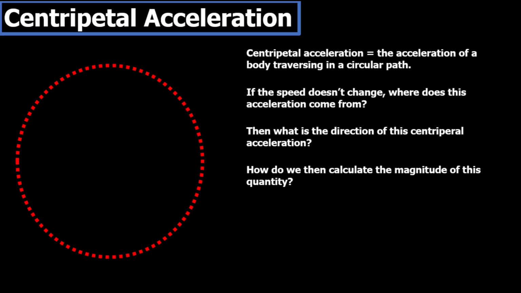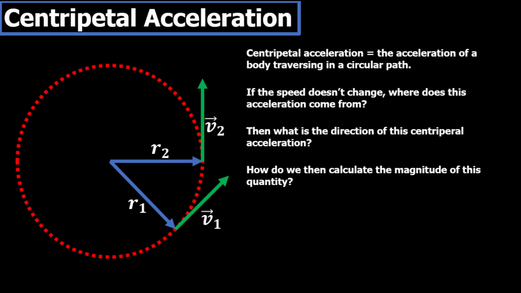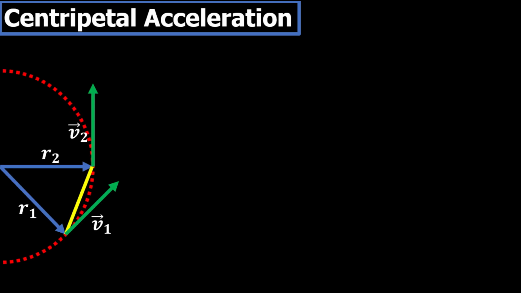Here we have a circular path. Say you have time t1, where you have the object at position r1, and its velocity vector is going to be the green one over there, v1. Sometime later, it is at position r2, and it will have velocity v2. I'm going to focus on these two positions. Of course, there's a difference between r1 and r2, which we're going to call delta r. Let's zoom in on that.